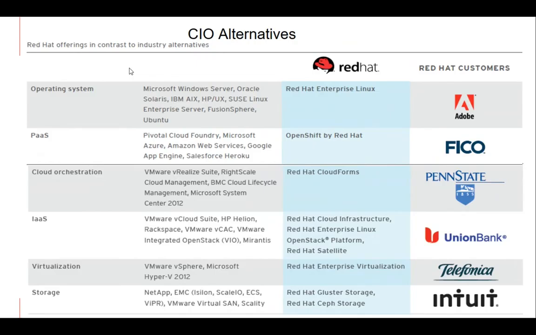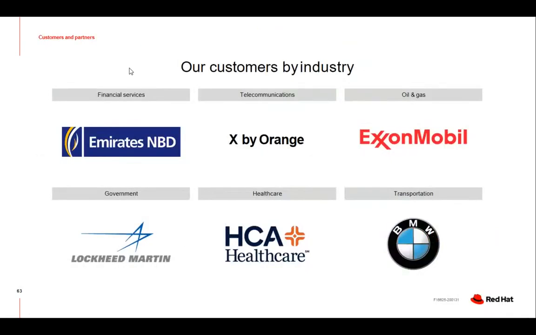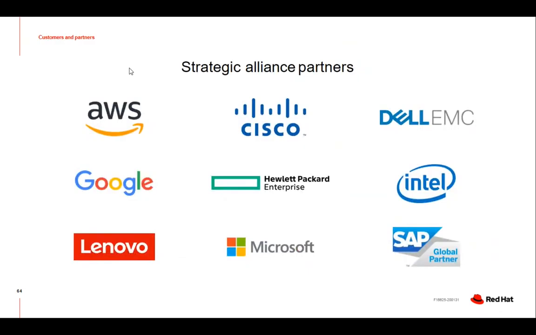For virtualization, I've already explained. In case of storage, you have NetApp, EMC, VMware Virtual SAN. So if you want to create this kind of storage infrastructure, which is virtualized as well, you can use Red Hat Ceph Storage. The customer references are also given on the right side, so for you to understand their applications. Right. So we have strategic alliances with AWS, Cisco.